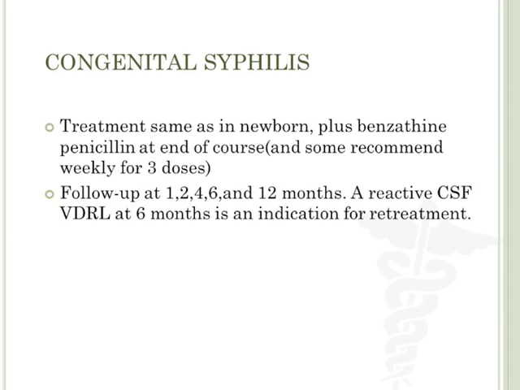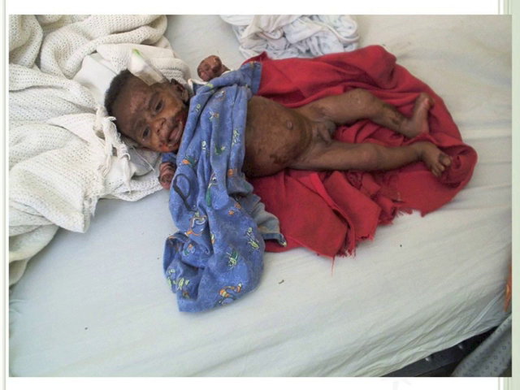Treatment, again, is the same as in the newborns, IV penicillin for 14 days, and benzathine penicillin at the end of the course is also recommended. It lasts for another month, actually, in the baby's system. You do need to follow this up. Sometimes you'll get a reactive VDRL in the spinal fluid for a long time, and if it's still that reactive at 6 months, you need to retreat. This is a difficult situation.